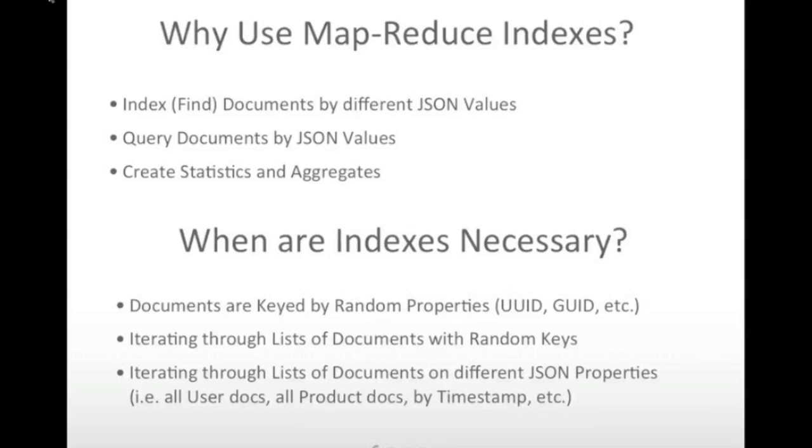Now, if you want to know all the users that are in California, you can create an index on the state. So you create another map function that quickly finds all the users that live in California. You're creating an index of all users in California. Then you can query these documents based on different JSON values.